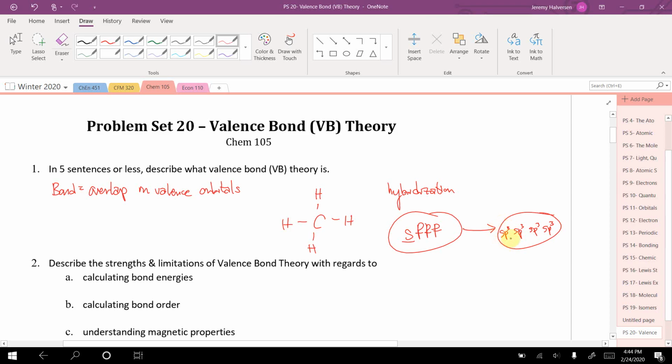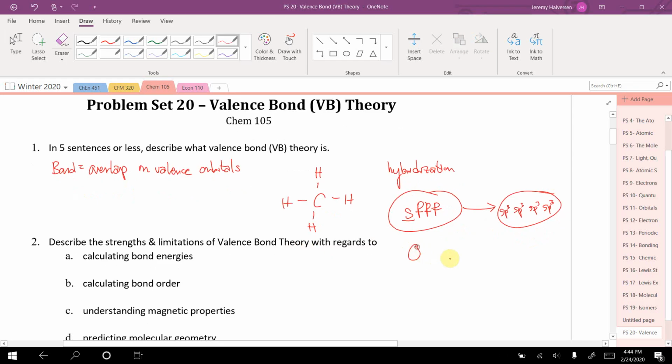It's just a name. Don't overthink it. sp3 is the name of the orbital. It's also the name of the hybridization. So here carbon is going to be sp3 hybridized. It's going to have 4 different sp3 orbitals, which then can make 4 equivalent bonds.